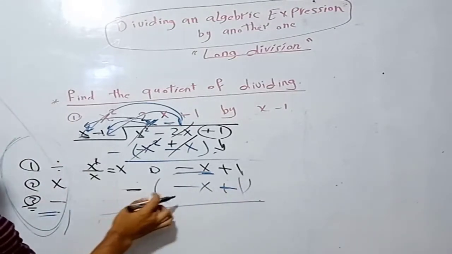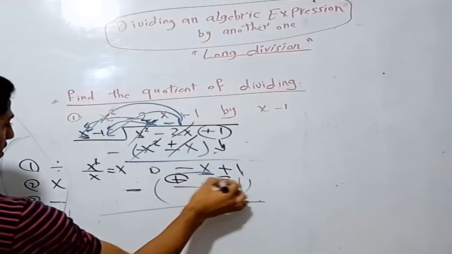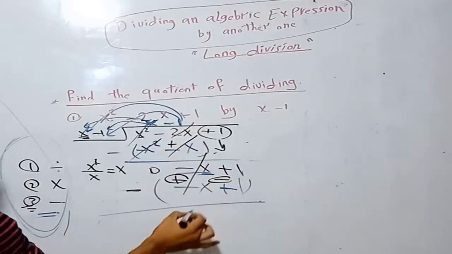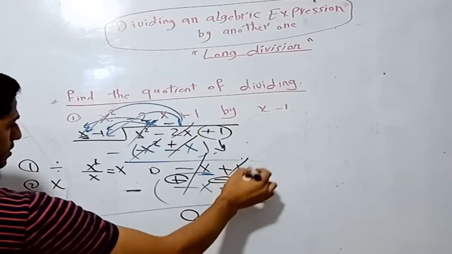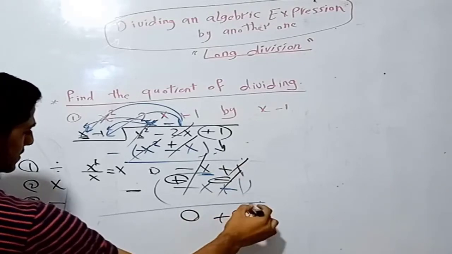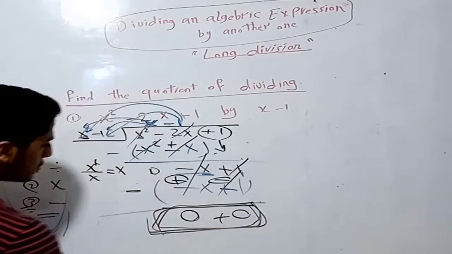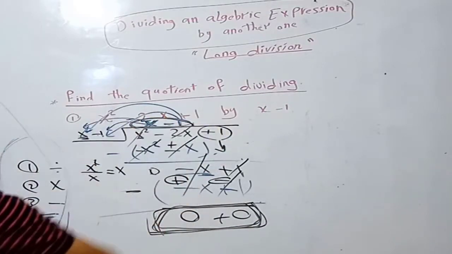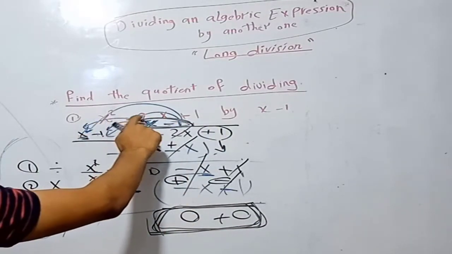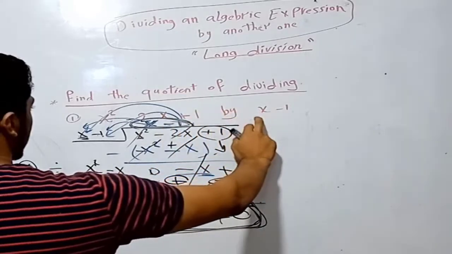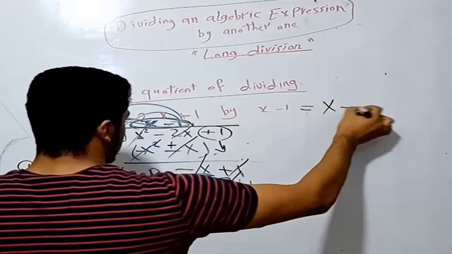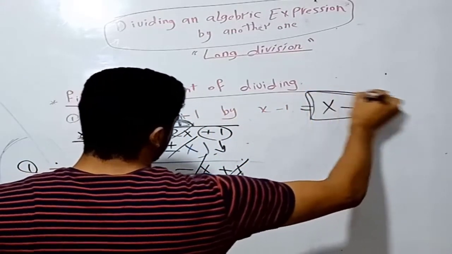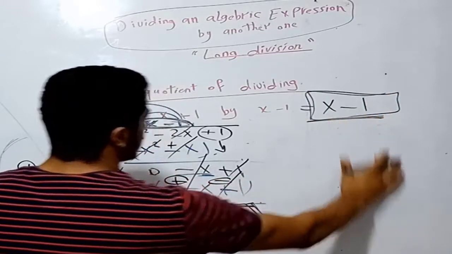Here I have a negative sign, that will change all of these signs. Minus x plus x, that is gonna be a 0. Positive 1 minus 1, that is gonna be a 0. So the remainder will be a 0. So we are finishing the problem, and the quotient is x minus 1. So x squared minus 2x plus 1 divided by x minus 1 equals x minus 1. That is the result. Okay, this is the answer.